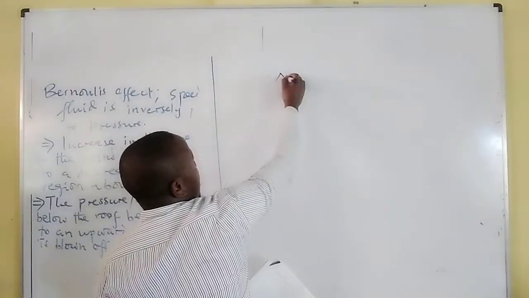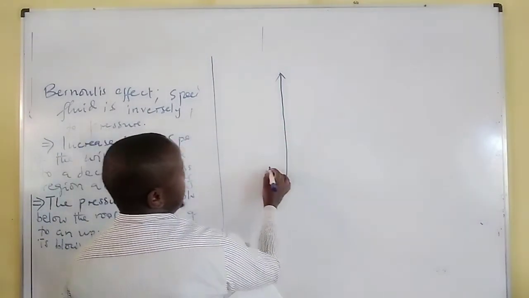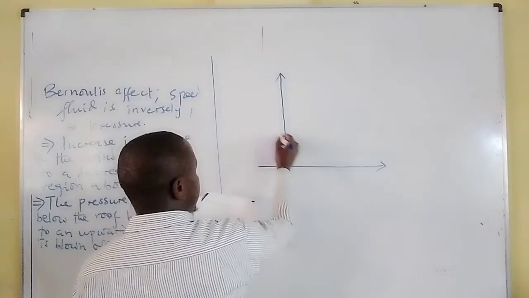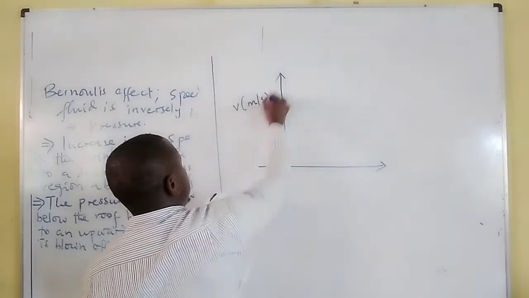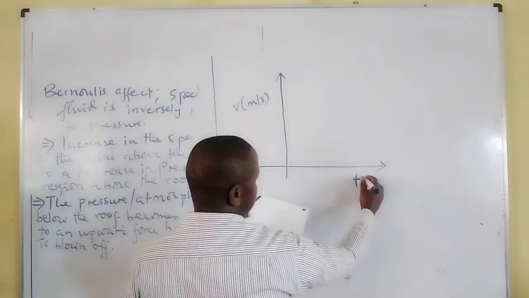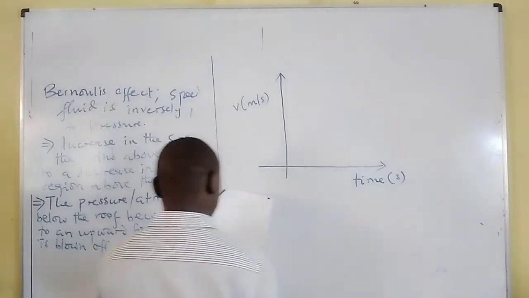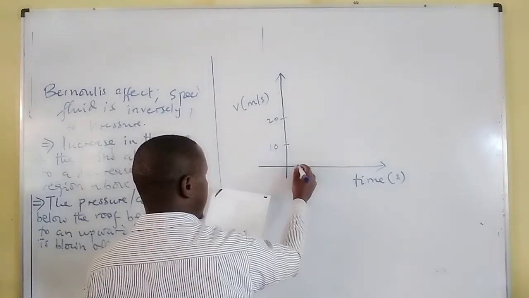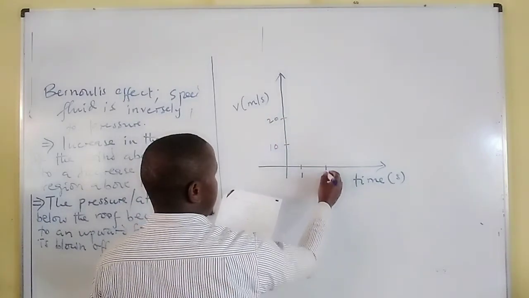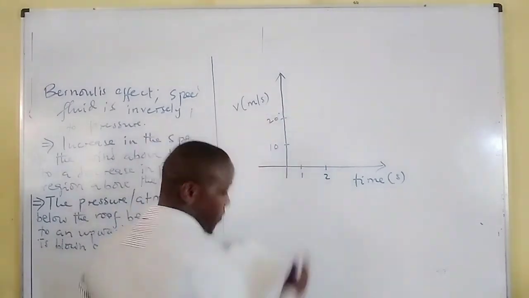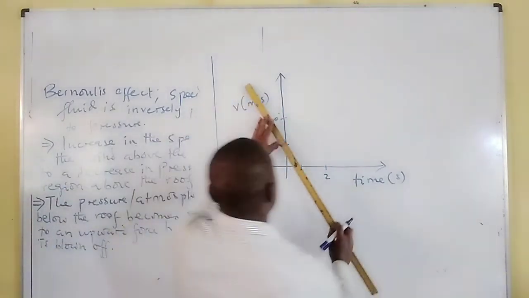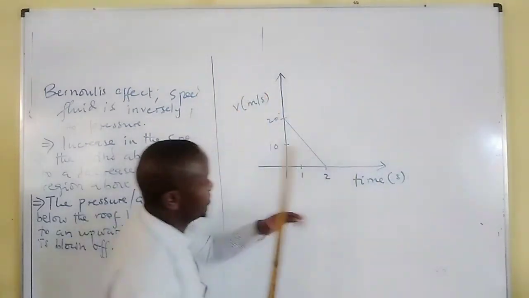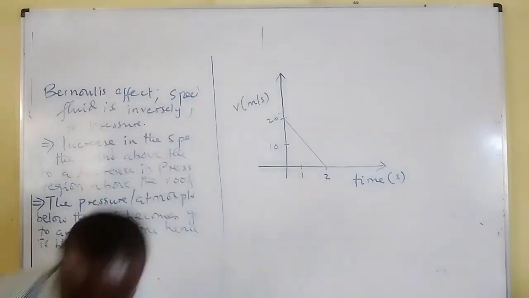Therefore, we have a graph here, just going to sketch it. Then we see how to interpret it. Meters per second. And on the other side, we have time in seconds. Then we are told that this is 10, this is 20, this is 1, this is 2. Then we have a very straight line here.